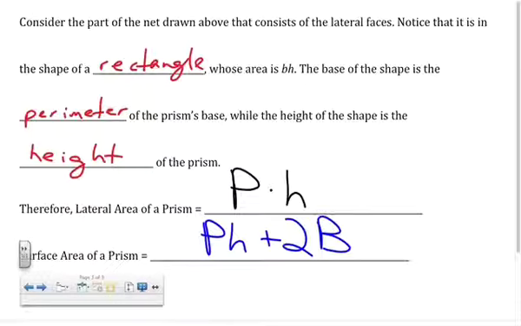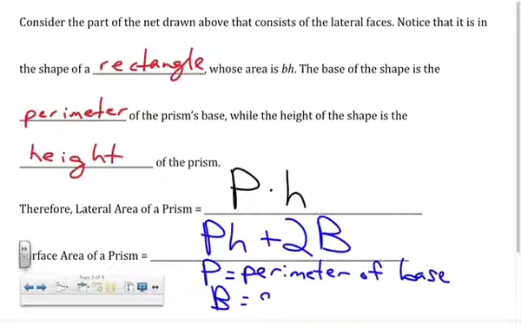So for the purposes of your notes, you might want to add that key here. The fact that P represents the perimeter of the base and that capital B represents the area of the base. And now that we have a formula, that's what we'll be using to find the surface area of prisms here on out. Is this thing in the way again?